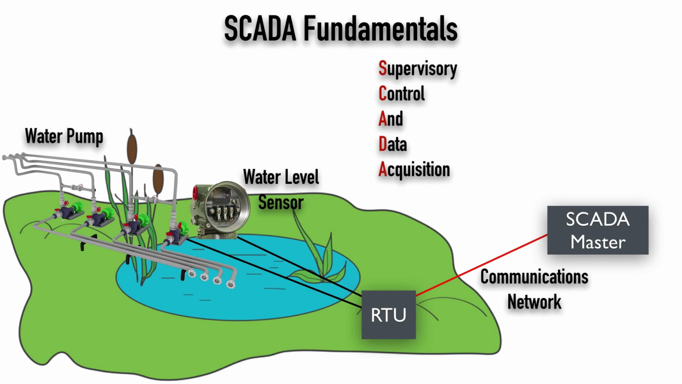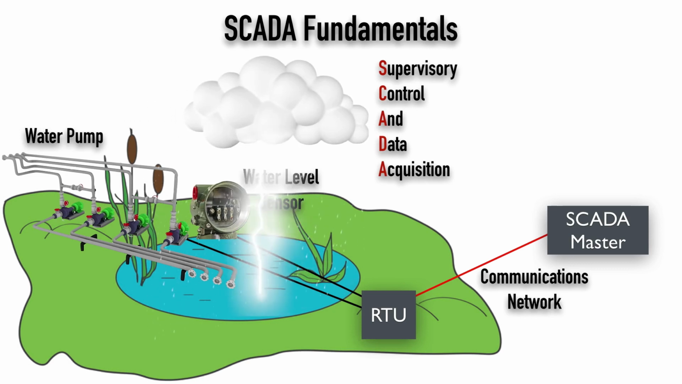And with all of these pieces in place, let's say that a rain cloud moves in and it starts to rain, and this pond starts to fill up. What's going to happen? Well, the water level sensor is going to detect that the water level is rising. It's going to report that to the RTU, which is going to send over this communications network a notification to the SCADA master. And the SCADA master can then tell the RTU to send a signal to the water pump to start pumping out the excess water. That's a really simple example of a SCADA implementation.